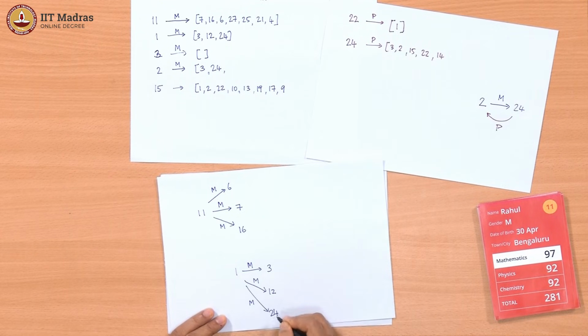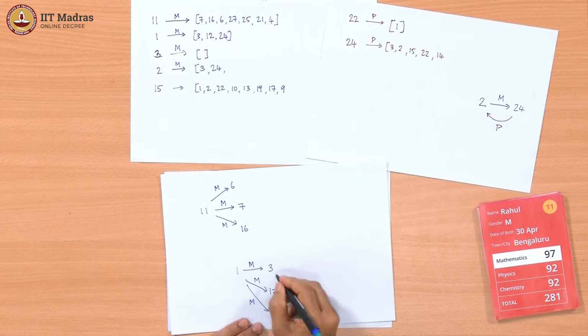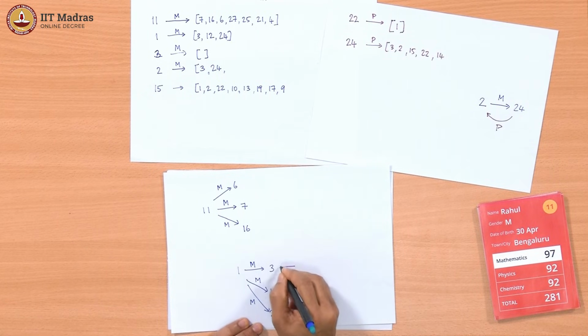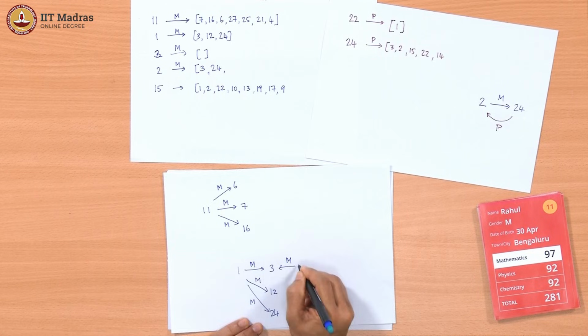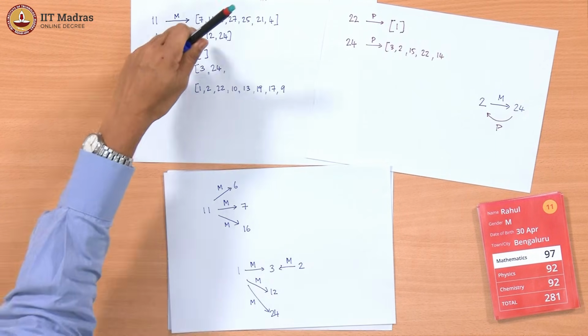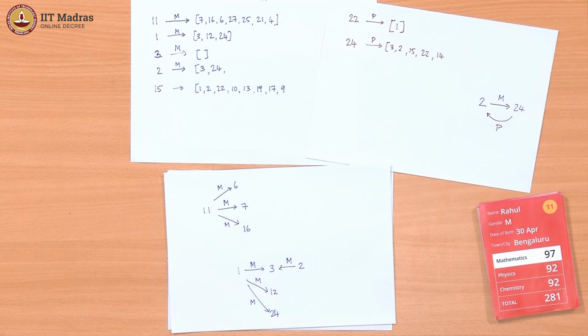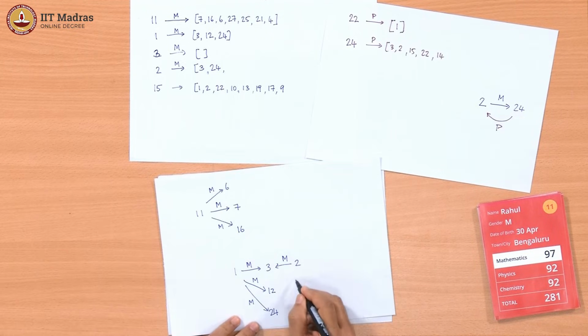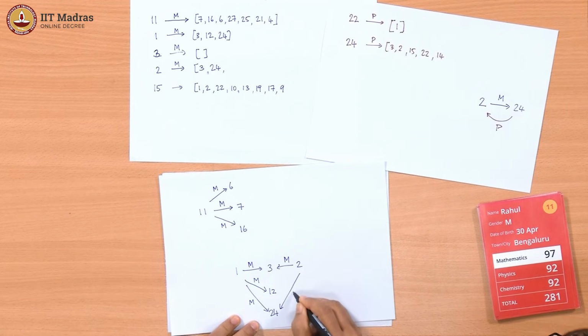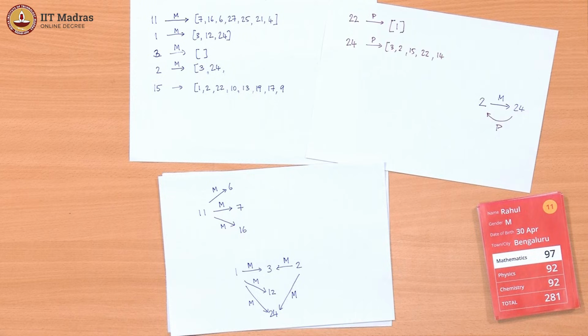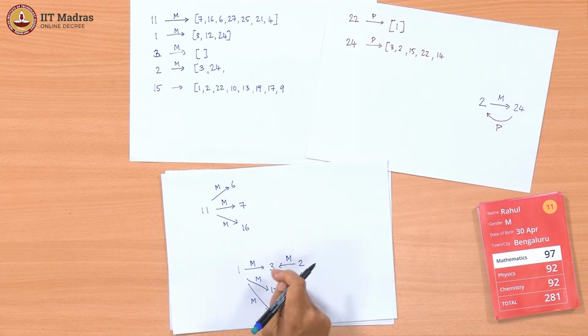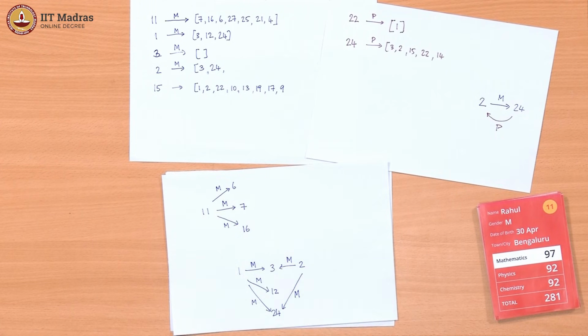Okay. And now 2 also connects to 3. Right? So one connects to 3, 2 also connects to 3. I see, okay. And 2 also connects to 24. Oh, I see. So we will have one of these for every card, because every card has one number, so it will come only once in this.